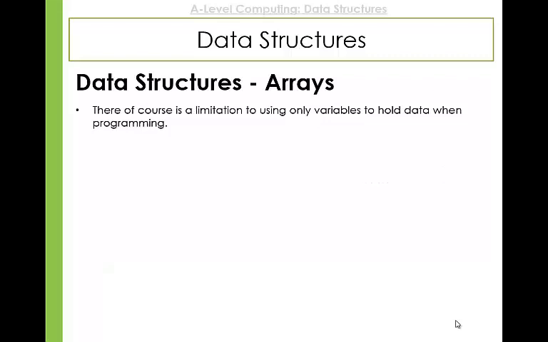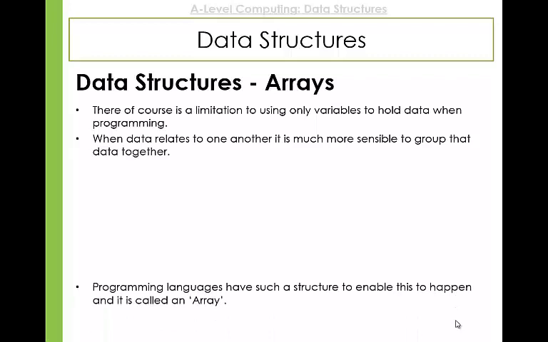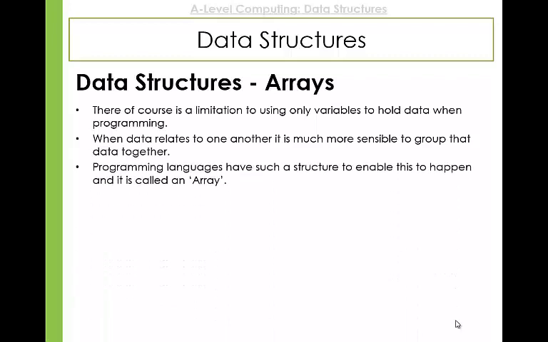Okay, so obviously using just variables in your programs, there's a big limitation to that. So what we have done as programmers is we've developed data structures which could hold related data together. Okay, it'd be much more sensible to do so. And in programming languages, a structure that allows that to happen is called an array. Okay, and an array is declared. We have to say what size it is and the type of data that's going to be stored.